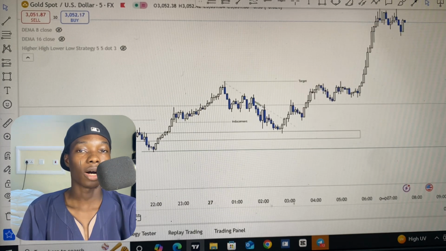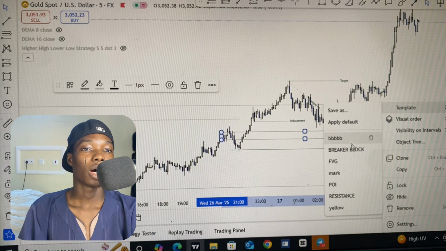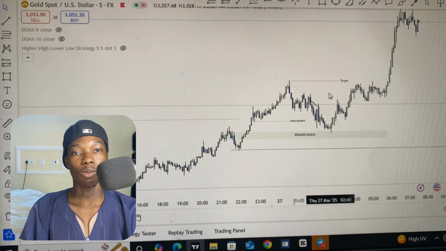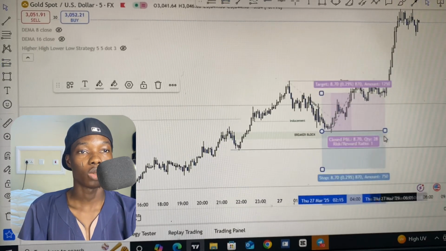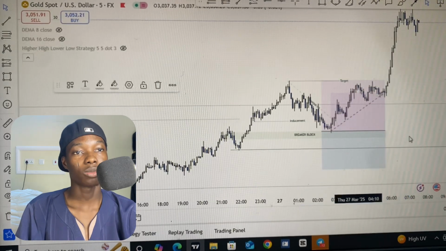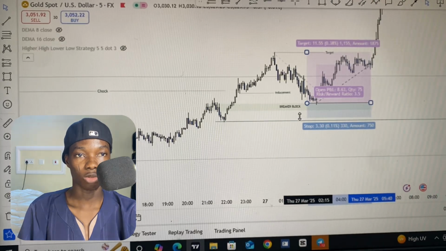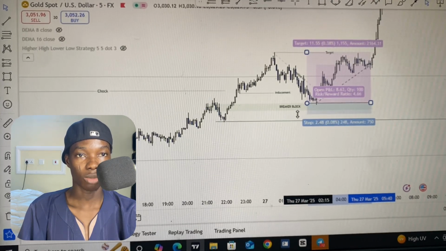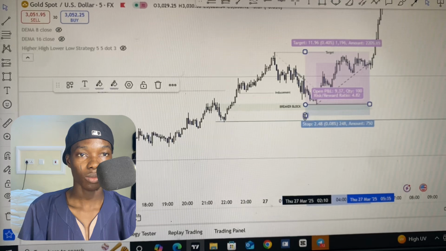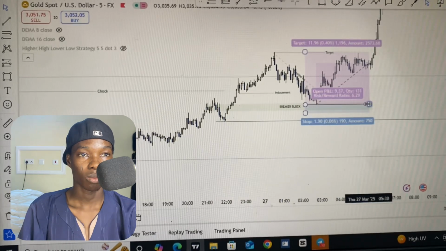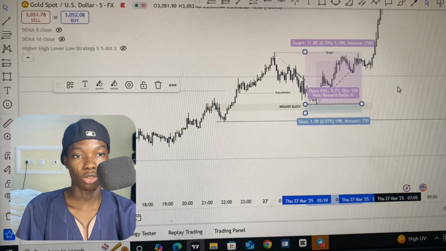And now I will have our breaker block, our inducement, our target. The next thing for us now is to just set our limits and wait for the market to tap us in. And I was able to get 1 is to 5.66 RR on this particular setup. That's what I'm able to get on this particular setup. Yeah, let's just say 1 is to 6 RR.